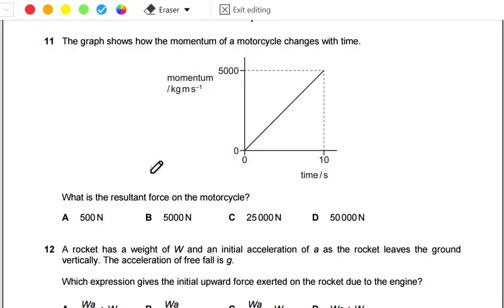Resultant force is delta p by delta t. So it is a gradient here, 5,000 divided by 10, 500.